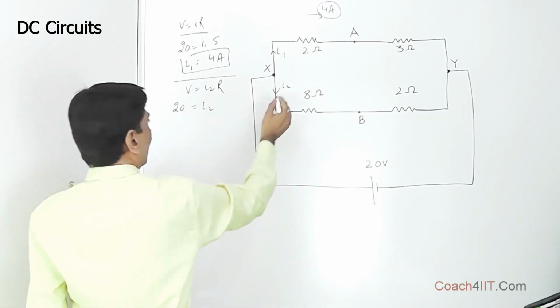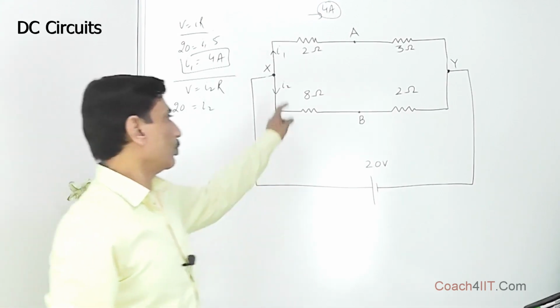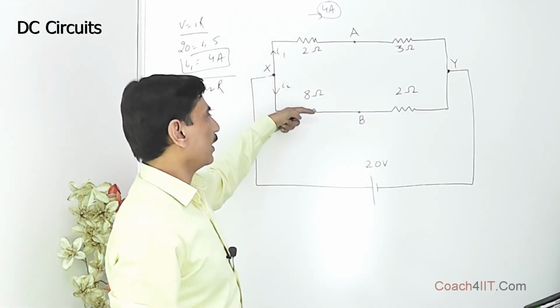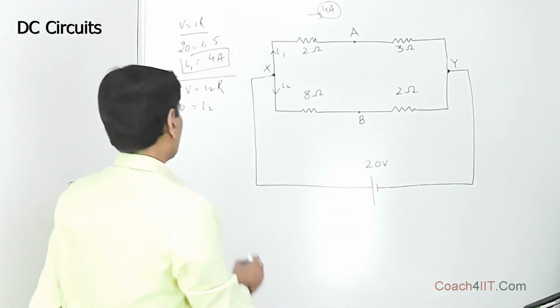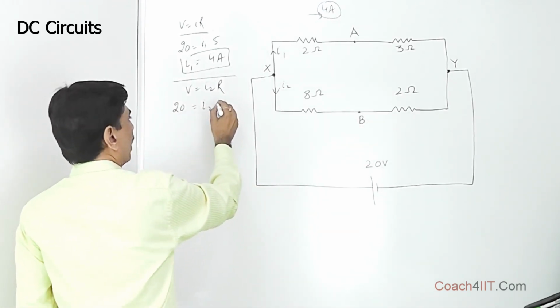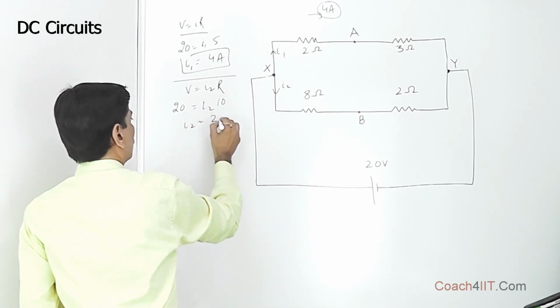I2 into R. Once again, these 8 and 2 ohm resistors are in series, joined end to end. Whatsoever current passes through the 8 ohm, the same current will pass through the 2 ohm resistor. So that's why they are in series. So V is equal to I2 into R, 8 plus 2, 10. So I2 is equal to 20 by 10, which is 2 ampere.